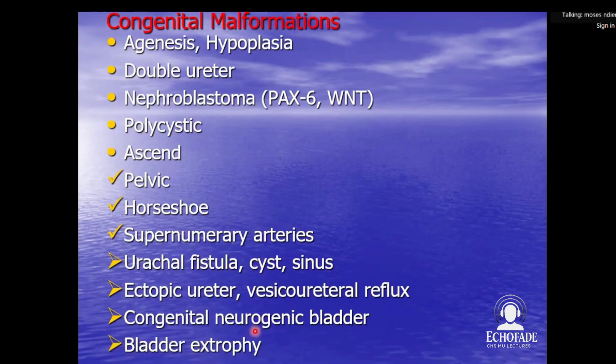Bladder extrophy, this is where you have failure of the anterior abdominal wall to completely close up. So the bladder might be exposed to the outside. The inner part of the bladder will be exposed to outside, and that is what we refer to as extrophy. So these are the malformations.